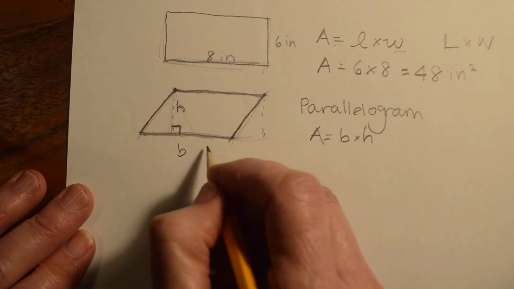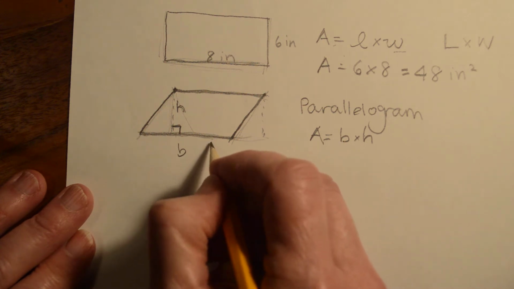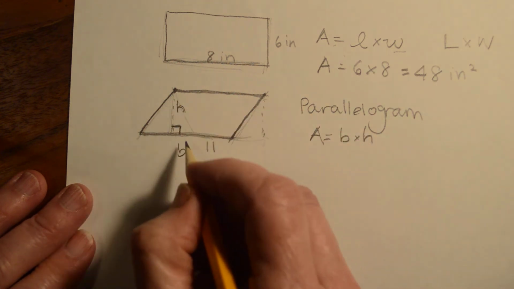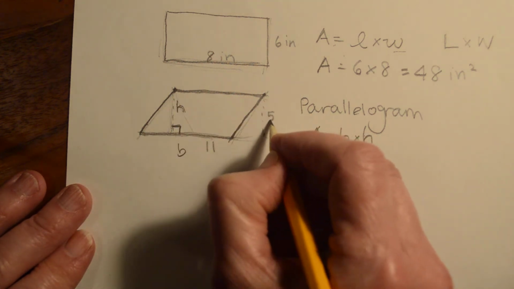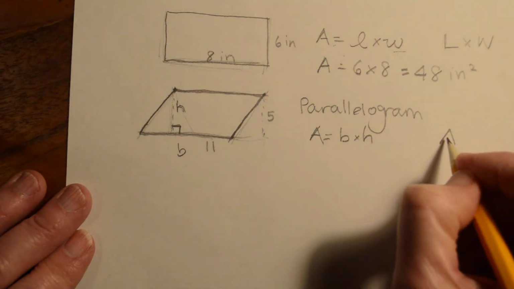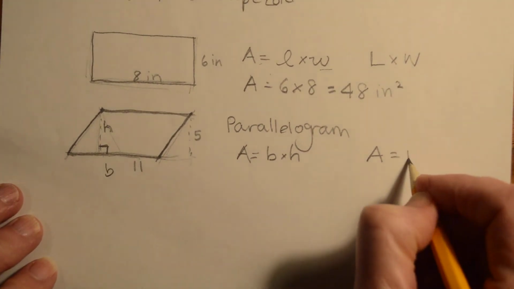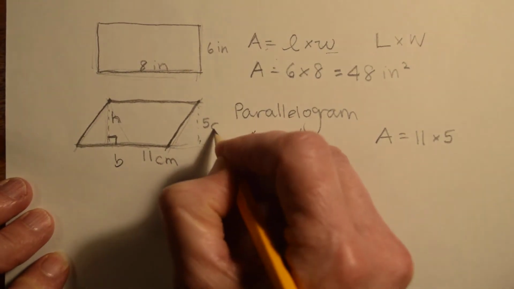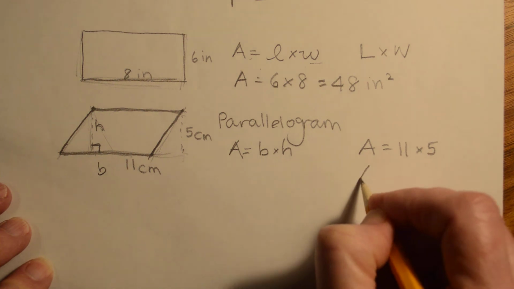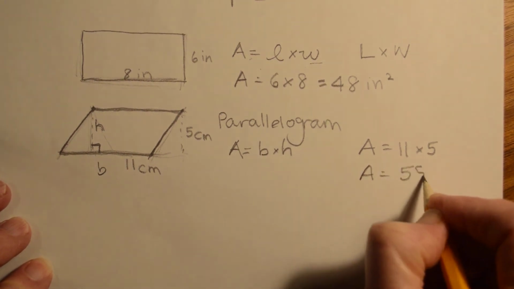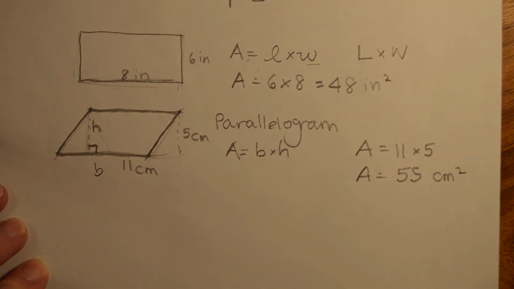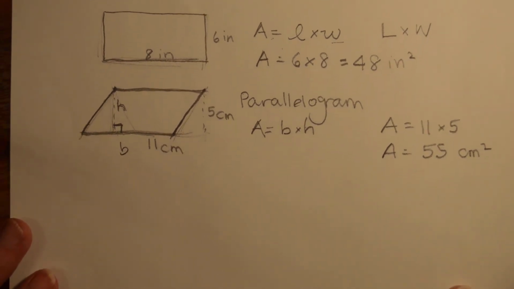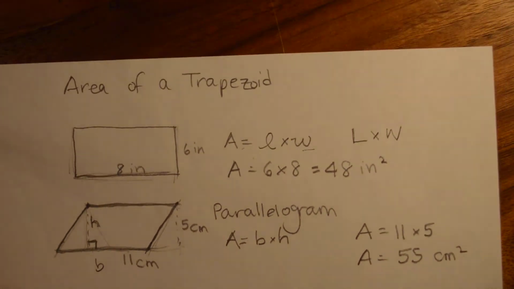Here, let's say that this were, let's say we did this 11, and let's say this height, or this height, they would be the same. Let's say that were 5. So when we went to find the area of that, we would do 11, the base, times 5, the height. Let's say this were centimeters. We would say that we would get 55 centimeters squared. Okay, pretty easy?